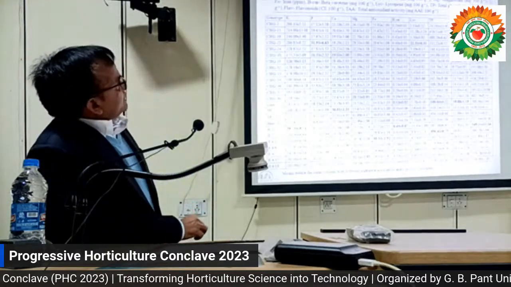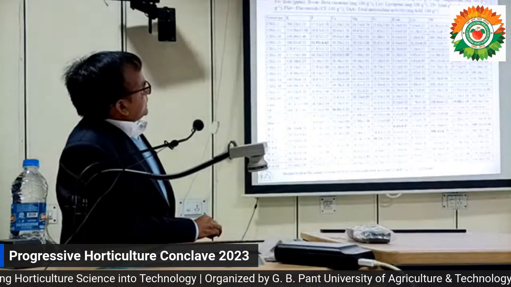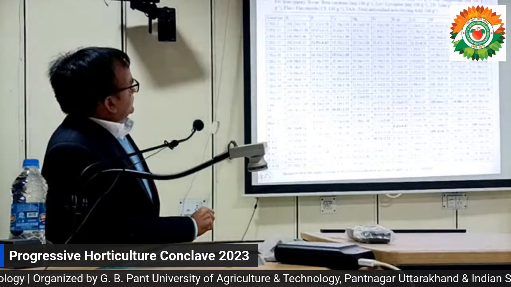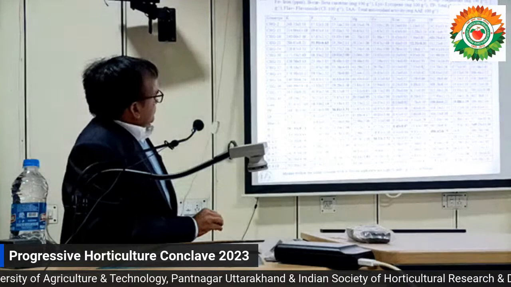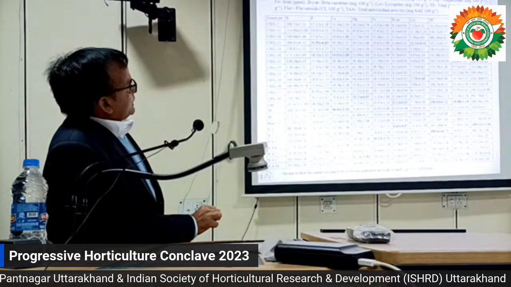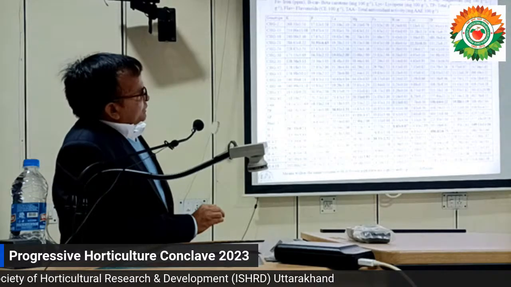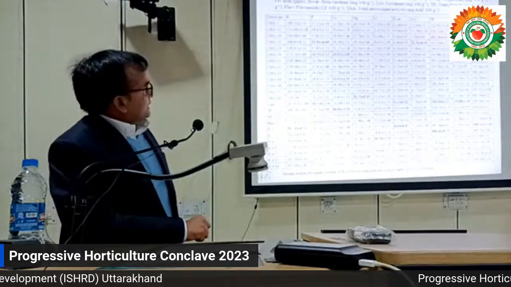Then we also quantified the amount of minerals and bioactive compounds present in the flesh of fruits. H1 had more potassium along with beta carotene, and it also had more total antioxidant activity.